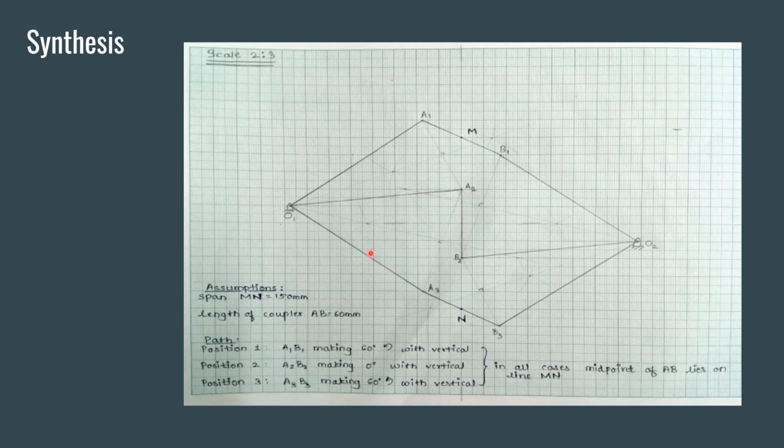As you can see, we have made certain assumptions, like the span. This is the span MN, we have assumed it to be 150 mm, and the length of coupler AB we have assumed it to be 60 mm. And then for the synthesis purpose we have considered three positions. The first position is O1, A1, B1, O2. The second position is O1, A2, B2, O2. And the third position is O1, A3, B3, O2. And using these positions we have obtained the angles and the lengths of links.